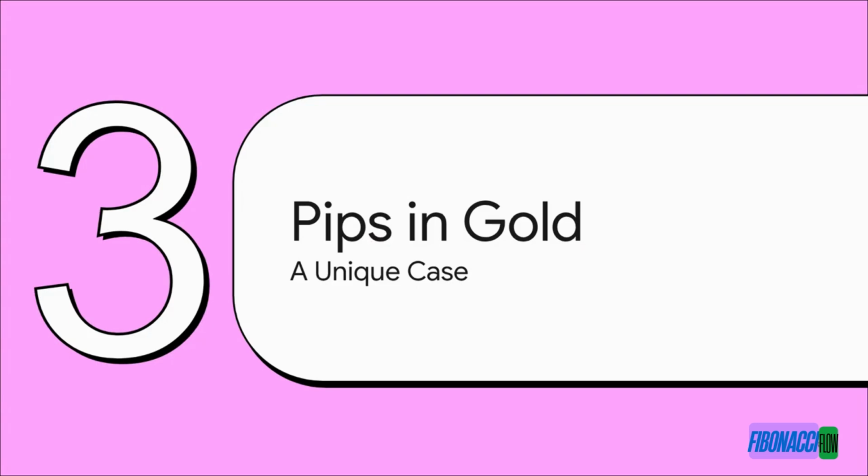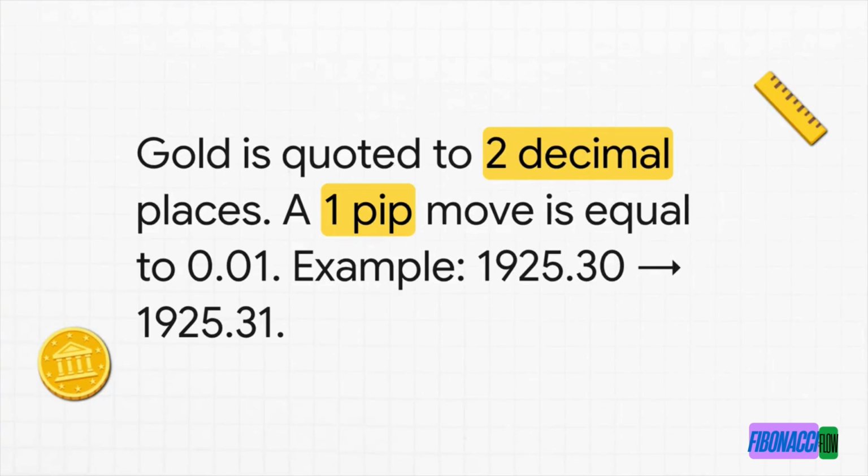All right, that's currencies covered. But what about other things people trade, like commodities? Let's take a look at a big one, gold. It has its own little quirks too. Okay, so for gold, which you'll often see as XAU/USD, it's actually pretty similar to those yen pairs. It's quoted to 2 decimal places. So if gold is at, say, $1925.30, a single pip move just takes it to $1925.31. Basically, 1 pip is 1 cent.